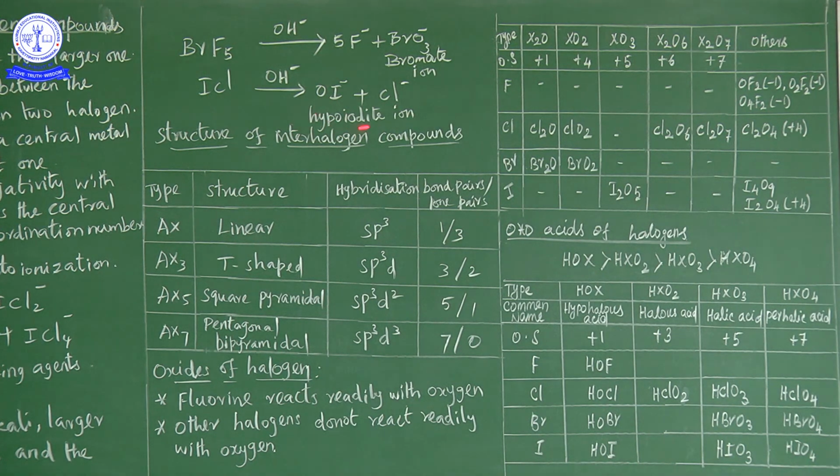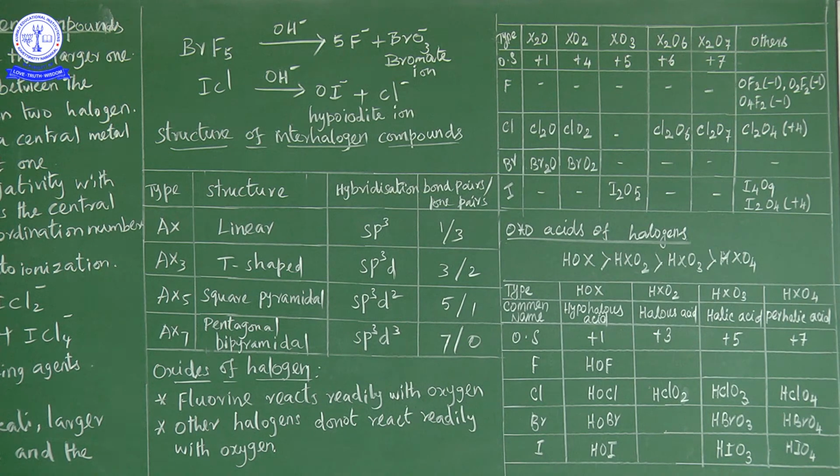So the hypoiodite ion, hypohalite ion and halate ions are oxyhalogens. So now, the largest one forms oxyhalogens and the smallest one forms halides. The next topic is the structure of interhalogen compounds. The structure of interhalogen compounds is explained by VSEPR theory, valence shell electron pair repulsion theory.